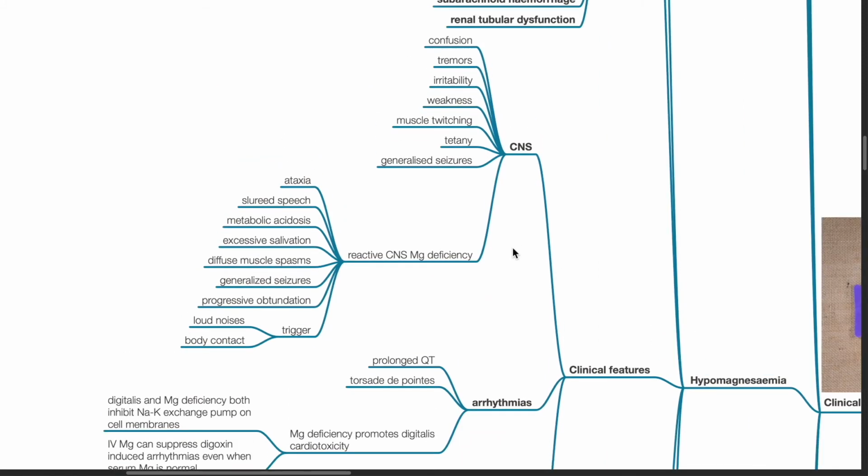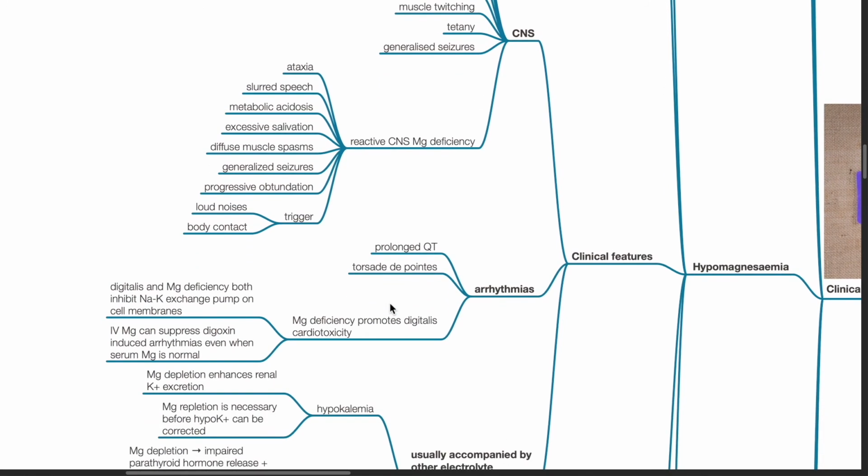Clinical features of hypomagnesemia include confusion, tremors, irritability, weakness, muscle twitching, tetany, generalized seizures, and reactive CNS magnesium deficiency, which includes ataxia, slurred speech, metabolic acidosis, excessive salivation, diffuse muscle spasms, seizures, prolonged obtundation, and is triggered by loud noises and body contact. Hypomagnesemia can cause arrhythmias such as prolonged QT, torsades de pointes, and magnesium deficiency promotes digoxin cardiotoxicity.